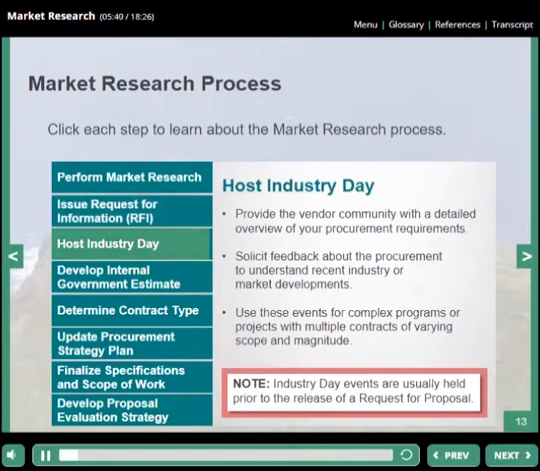You may consider holding an Industry Day event to provide the vendor community with a detailed overview of your procurement requirements and solicit feedback about the procurement. These events may also help you understand recent industry or market developments. Industry Days are particularly useful when you have a complex program or project with multiple contracts of varying scope and magnitude. There are many ways to host an Industry Day, such as webinars, video conferences, or phone conferences.